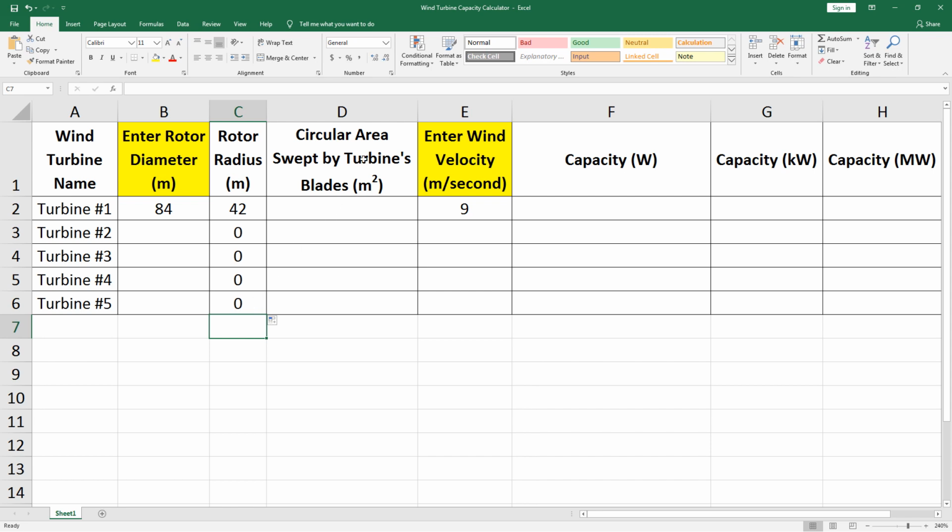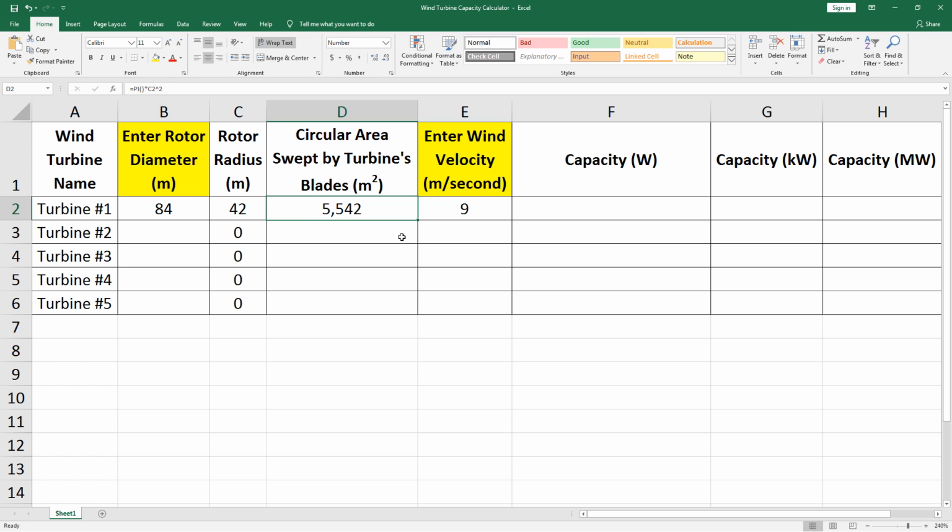In cell D2, type an equal sign, then type capital P, I, and then an open and closed parentheses. Then type an asterisk, then click on cell C2, then type a caret, then type 2, and then hit the Enter button on your keyboard. Notice that Excel calculates the answer to the formula, and also notice that Excel's formula bar displays the formula.